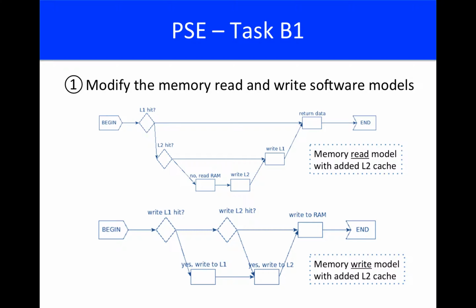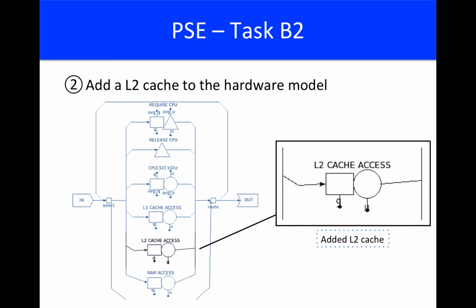Here we see the memory models after adding the L2 cache, both for reading and writing. As can be seen clearly, we had to check the memory hierarchy when writing and reading data for existing data. In this slide, the L2 cache is seen in the hardware model, and of course it has the necessary probes for checking the performance of it.